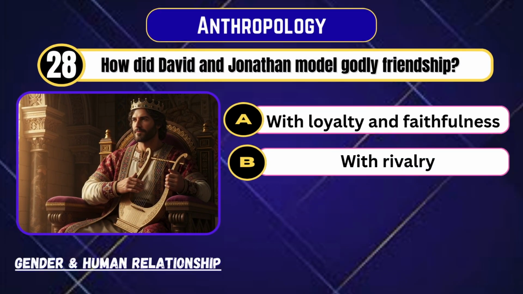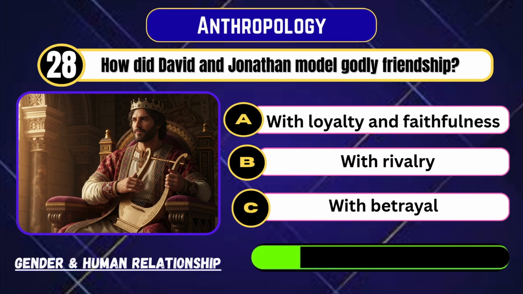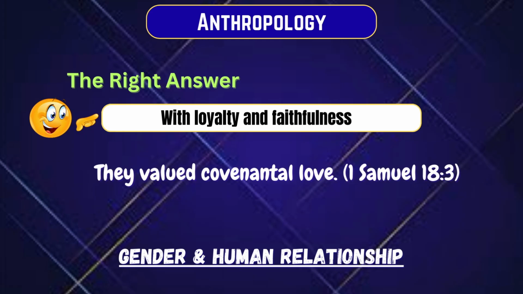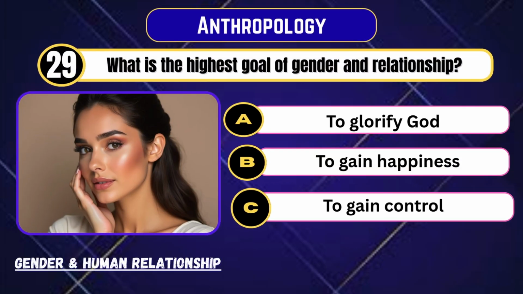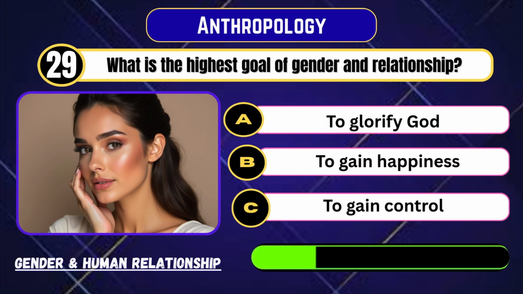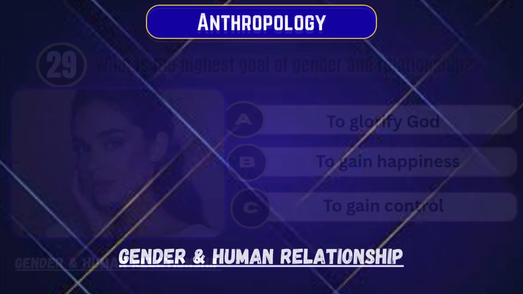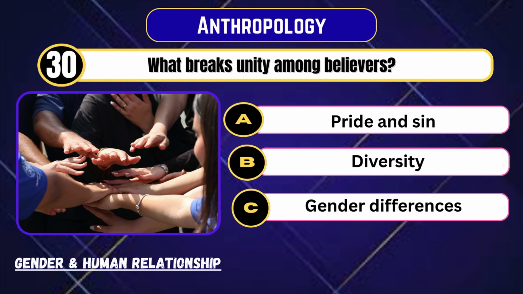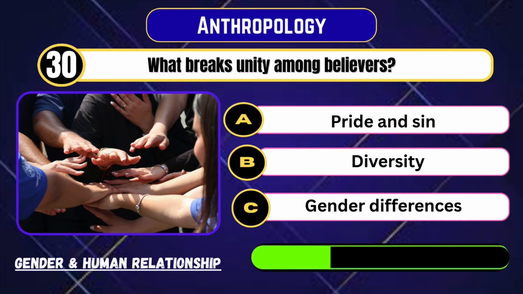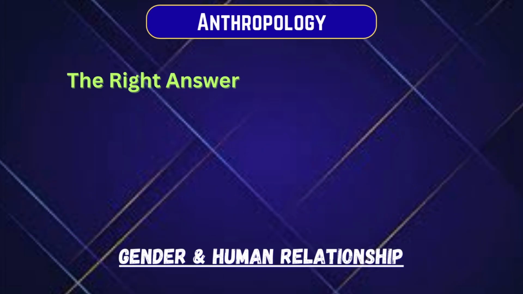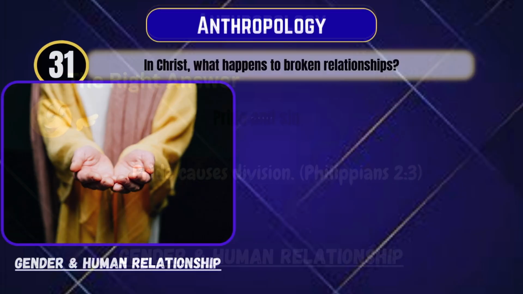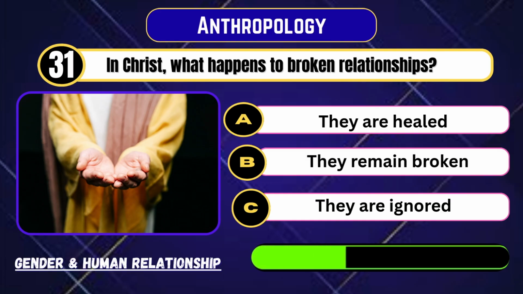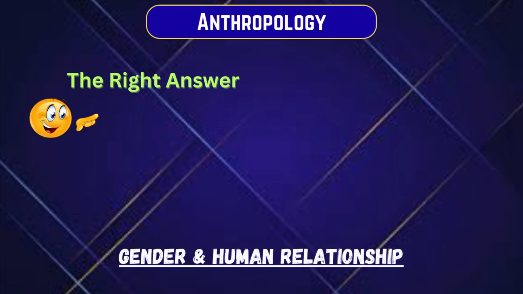How did David and Jonathan model godly friendship? With loyalty and faithfulness. What is the highest goal of gender and relationship? To glorify God. What breaks unity among believers? Pride and sin. In Christ, what happens to broken relationships? They are healed.